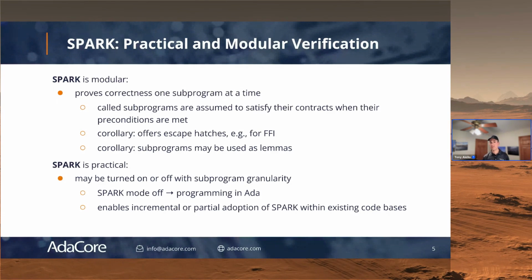Spark is also practical. We can turn Spark on and off with subprogram granularity. And when we turn Spark off, effectively what we're doing is programming in Ada. So you can think a little bit like safe versus unsafe Rust, except of course Ada is safer than unsafe Rust, so you're maybe slightly better than in that analogy. This enables incremental or even partial adoption of Spark within existing code bases.